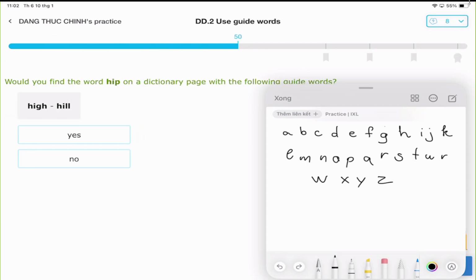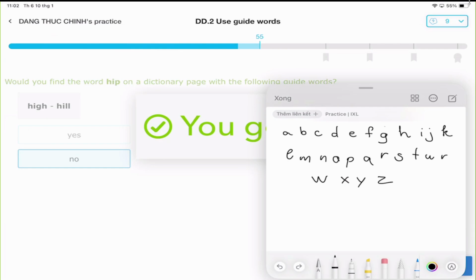High and hill. Would we find the word hip? So remember, this time I'm not going to get it wrong, because the first two letters are the same. So I'm going to look at the third word, between G, L, and P. Between G and L, are there any P? No, there are not any P. So we would not find the word hip between the words high and hill on a dictionary page. So no.